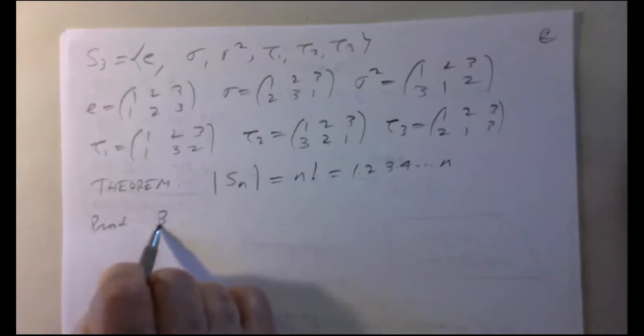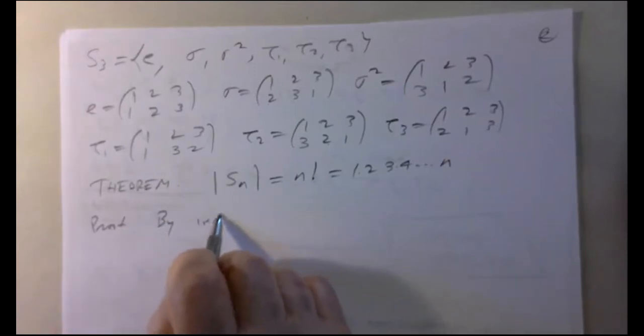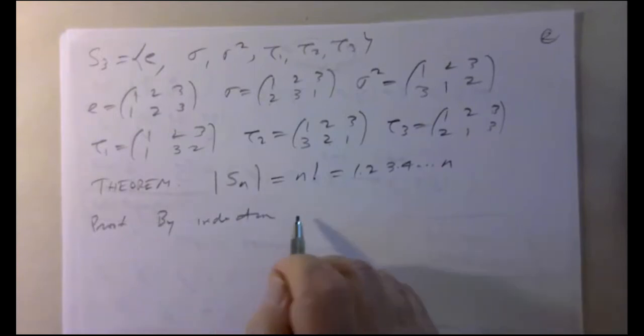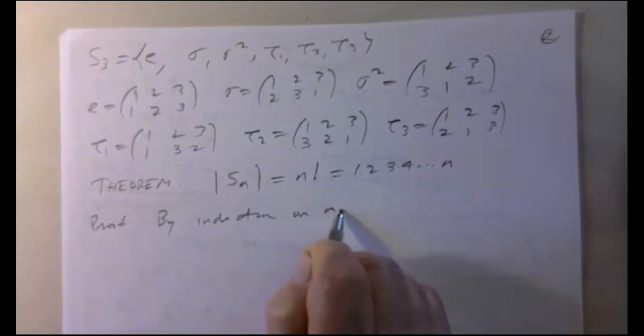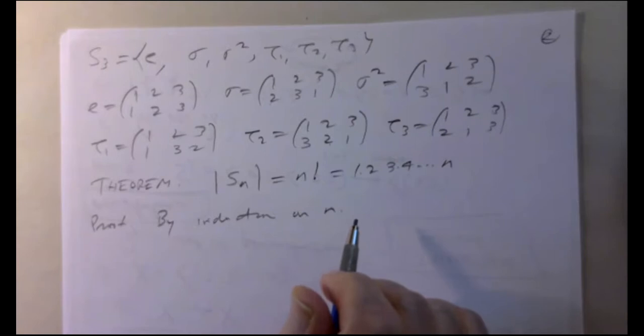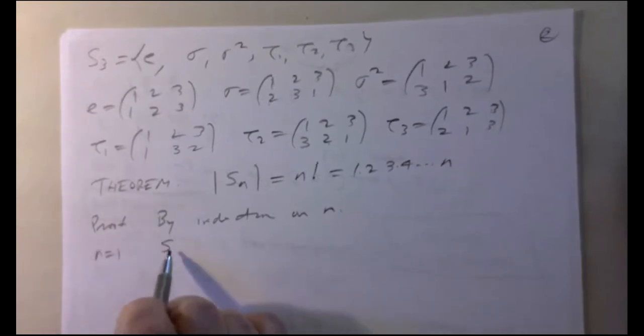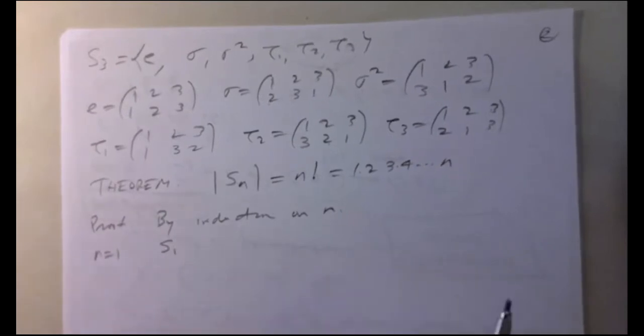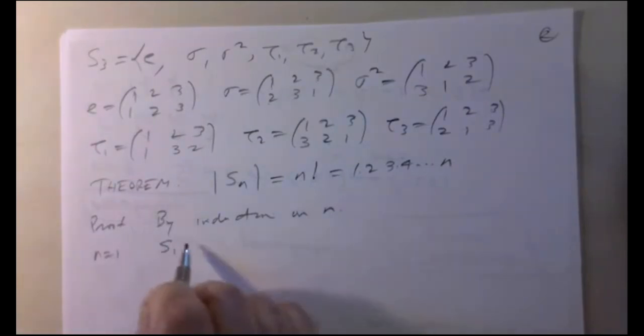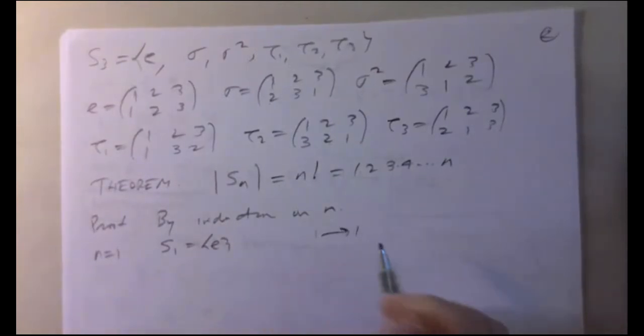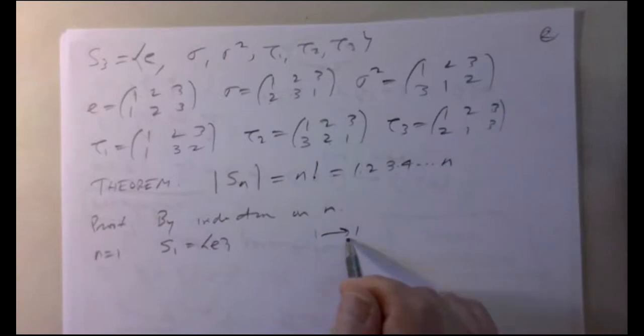So the proof, let's see if we can prove this. We can prove it by induction on n. So if n equals 1, what is the set S1? Well, this is just all permutations of a set with one element. There's only one thing you can do. 1 goes to 1. That's the only permutation of a set with one element. That's the identity.